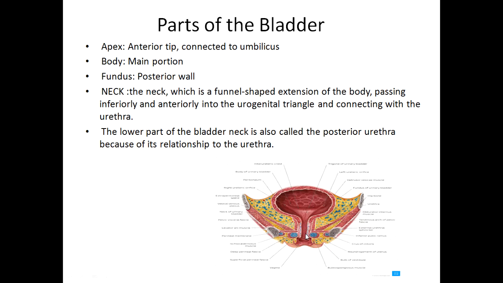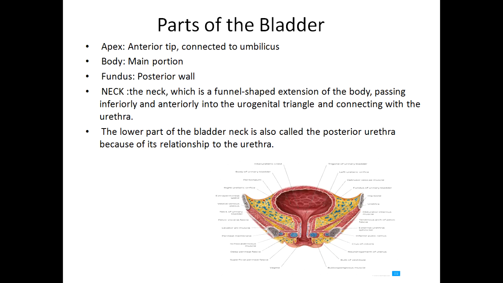This passes down and finally connects with the urethra. These are the main parts of the urinary bladder: first the apex, then the body, the fundus, and the neck.